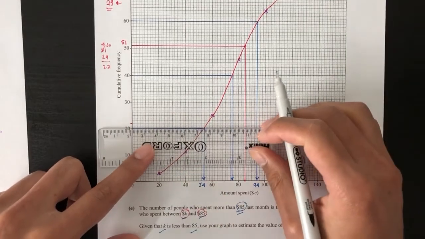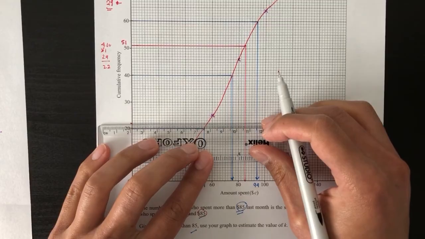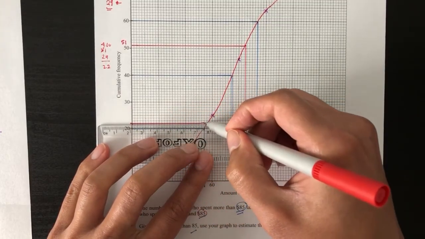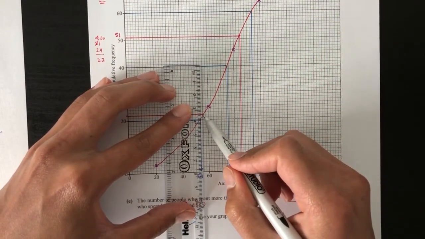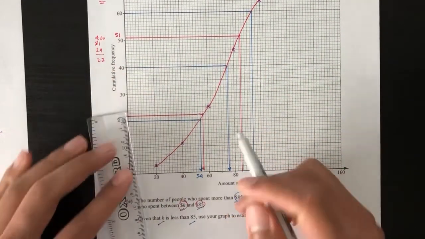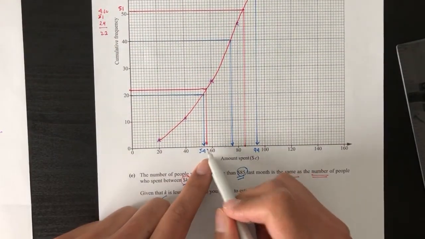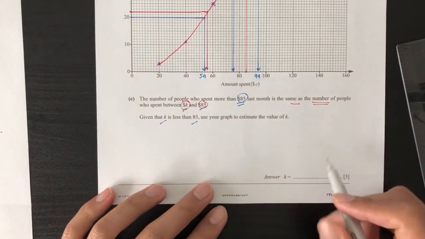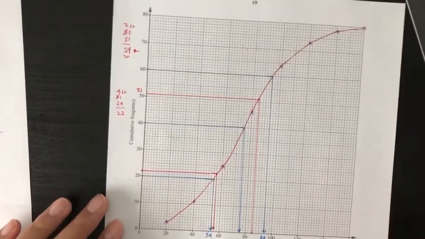So let's find the corresponding value for money spent. So this will be right here. So the value will be 56. So value of K will be 56. Okay, and that is question number 11.